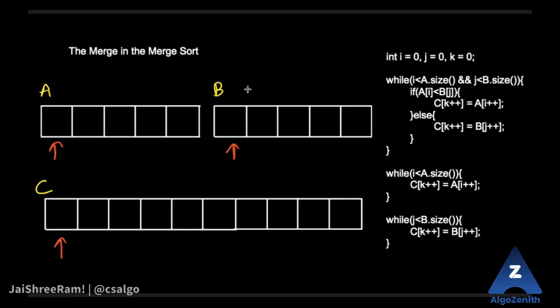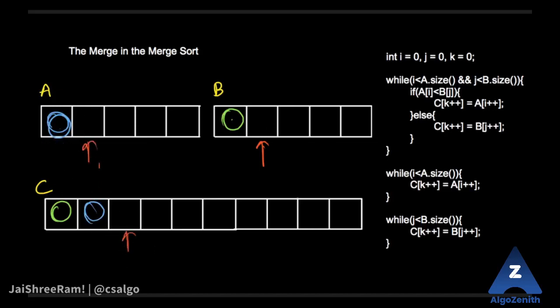See the smaller element in A and B, which is being pointed to currently. Let's say this is smaller than this. What you do is put this element over here and increase the pointers. Now you will again compare this and this. Let's say this comes out to be smaller, so you place this element over here and then update its pointer and the next pointer over here in C.